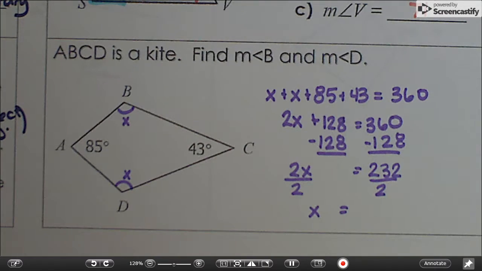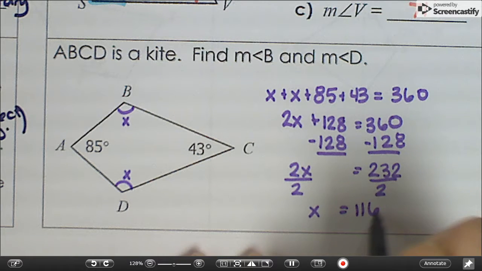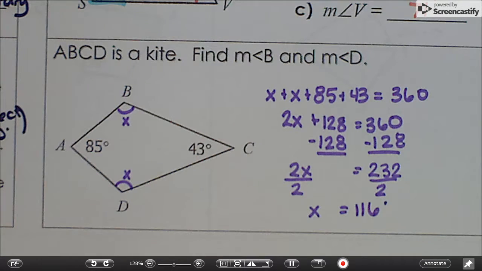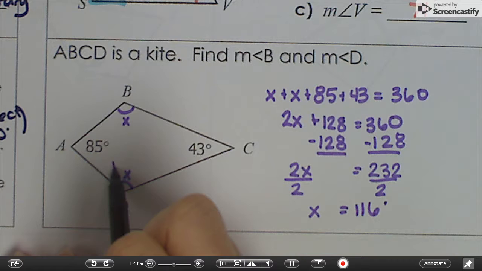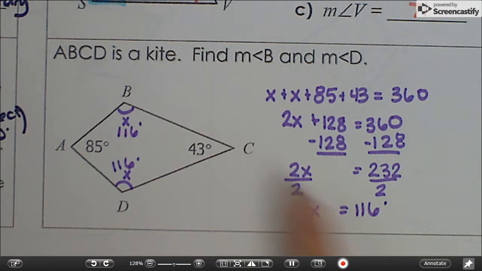All right, so you could solve that like I'm doing, just finished: 116 degrees. And that would be the measure of each one of these angles, 116, 116. This is the long way to do it.